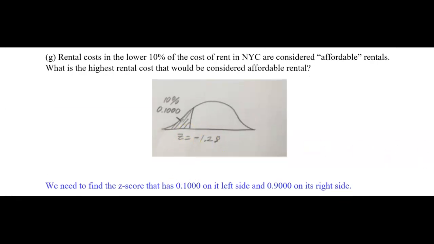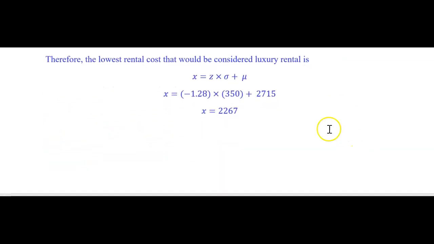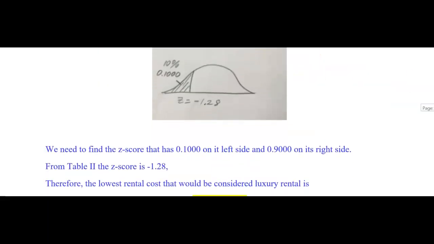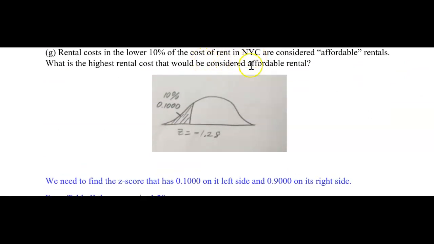And again, we use the same formula as we did. X is equal to z times the standard deviation plus the mean, negative 1.28 times the standard deviation plus the mean. So $2,267, right? So the most expensive apartment you can get to be considered affordable rental.